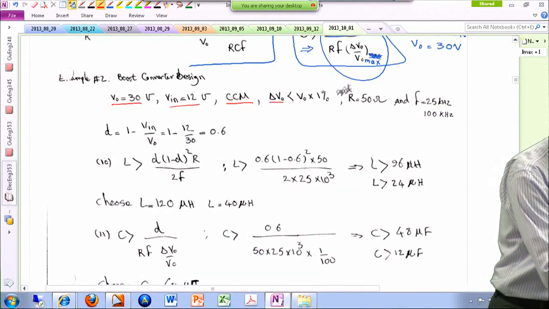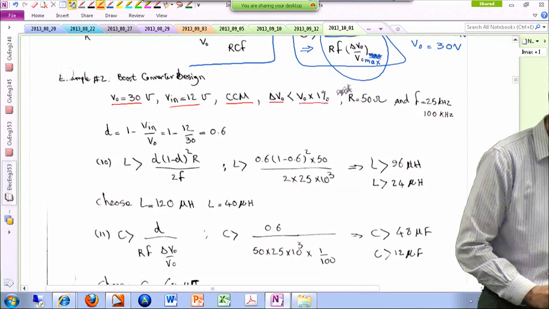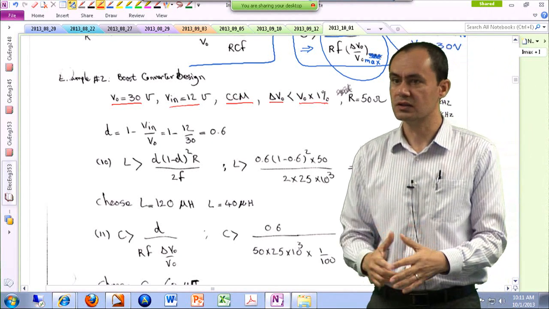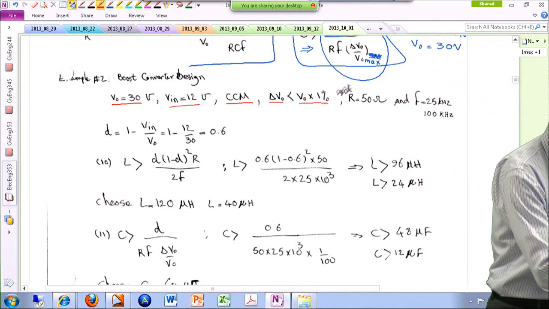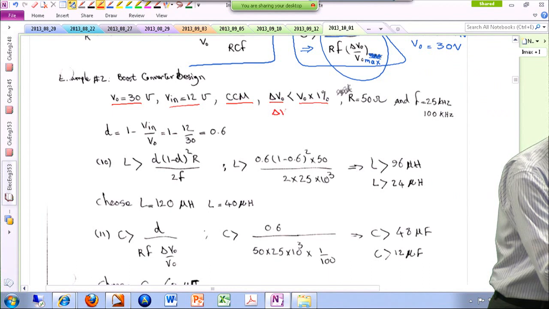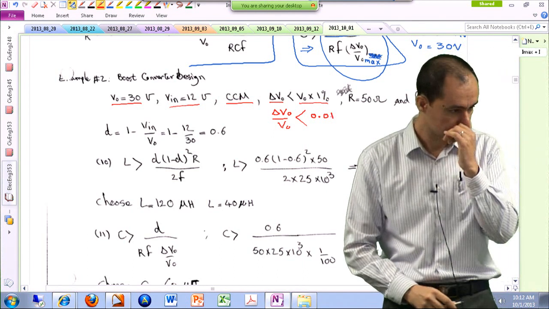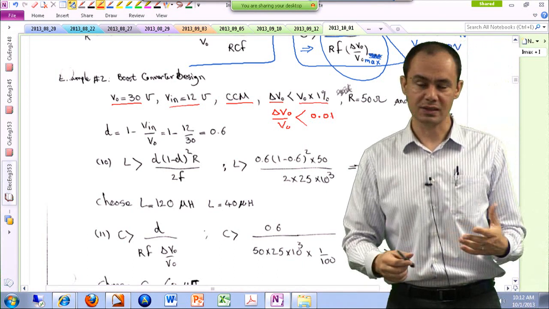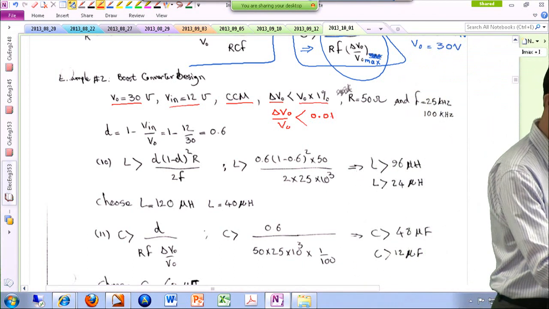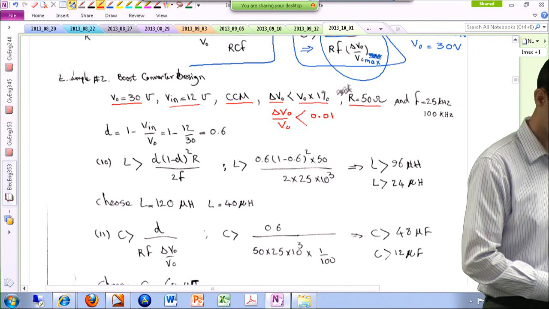And delta V out is supposed to be less than 1% of V out, which is the DC value of the output voltage. Or it could have been expressed in this way. Delta V out over V out is supposed to be less than 1%. All right? And the load, which is an indication of how much power is consumed, is 50 ohms.